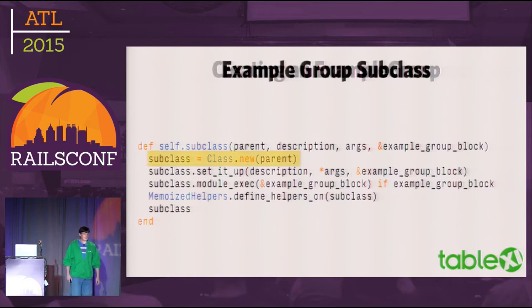And the first thing that happens here is you see that we're using Ruby's class.new to create a brand new class. The parent of a top-level describe is example group itself, and as you nest, they become subclasses of each successive nested example group in turn.